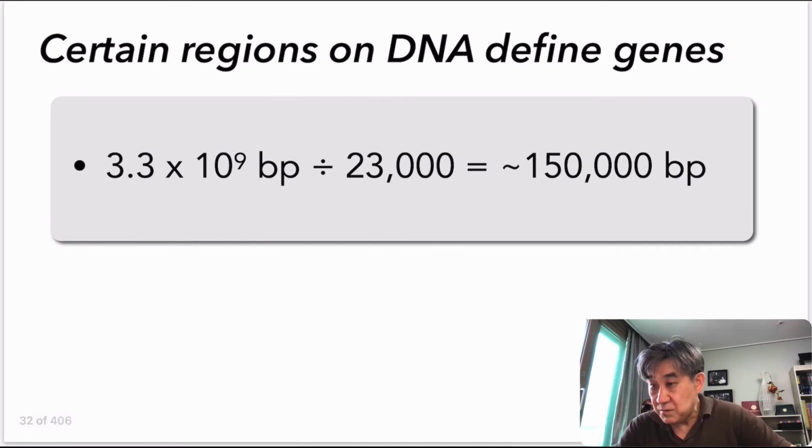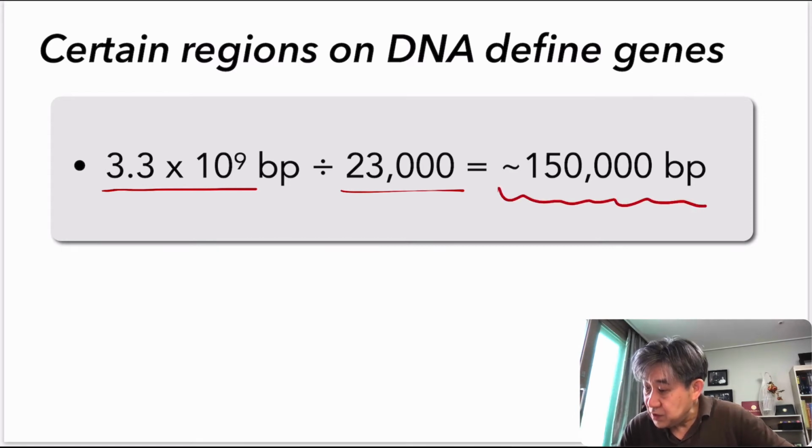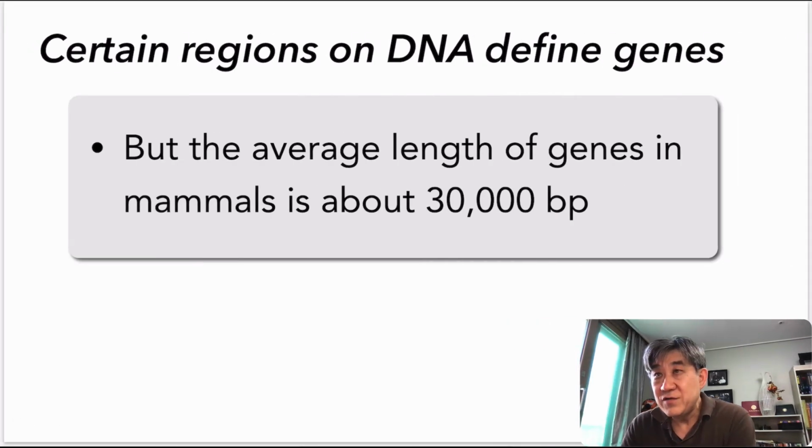So by simple calculation, if you simply divide this 3 billion by 23,000, the number of genes, that means by calculation in theory, the length of an average gene would be 150,000 base pairs long, if every area of your DNA is taken up and used as genes. Yeah, that's a very simplistic calculation. However, in reality, as has long been known, the average length of genes in mammals, not only in human but in all mammals, is only about 30,000 base pairs. So it's 150,000 versus 30,000.